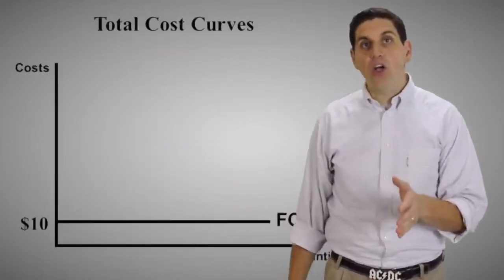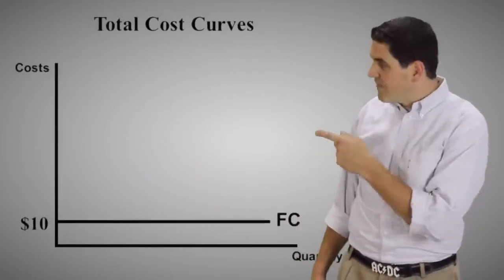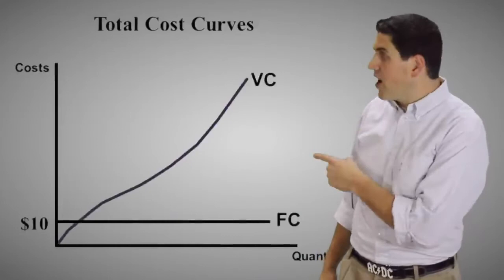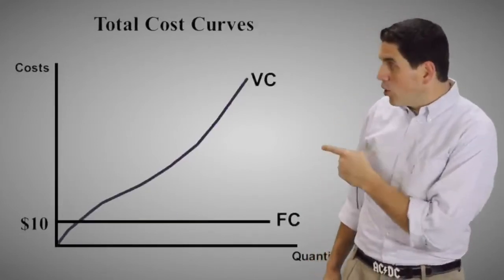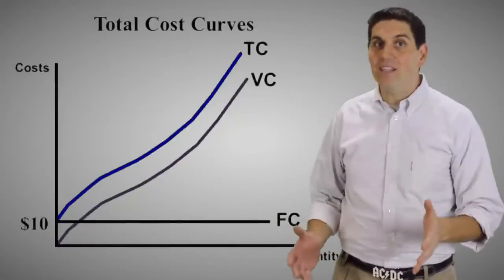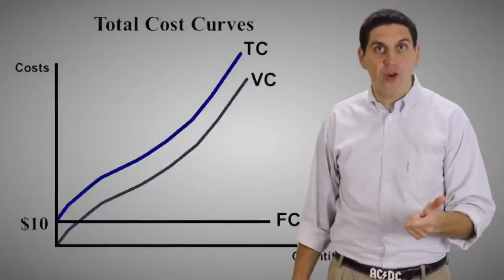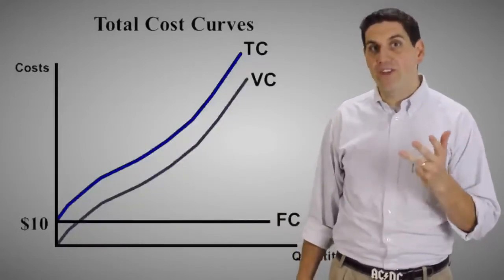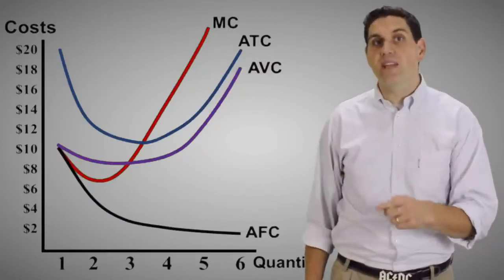If you plotted the total cost, you'd come up with a graph just like this. Right here, the horizontal line is fixed cost, and then right here is variable cost. Now, since fixed cost plus variable cost equals total cost, the total cost curve would look like that. You might see this graph on a test, but really it's not as important as the per unit cost curves. I'm talking about marginal cost, average total cost, average variable cost, and average fixed cost. The per unit cost curves look like this based on the calculations we did in the previous video.